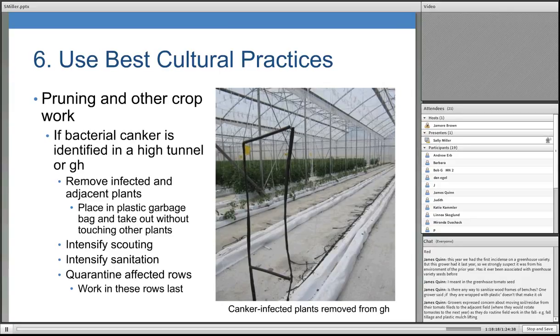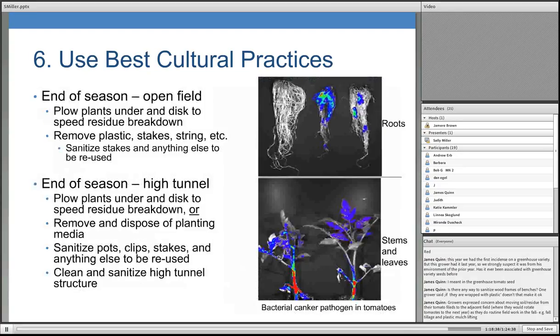So essentially, it's just using sort of common sense approaches. In the field, it's pretty unlikely that people will start taking plants out, but they can, especially if it's small growers. I would recommend they do that. But again, to be very careful not to touch the plant, like put it in a plastic bag and move out without touching any other plants.